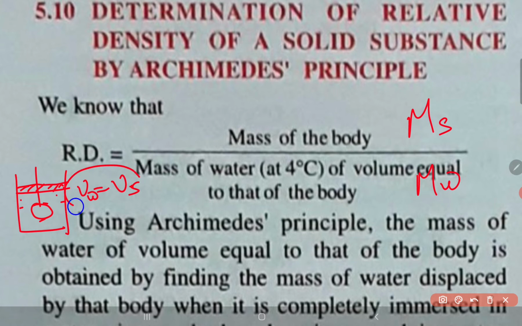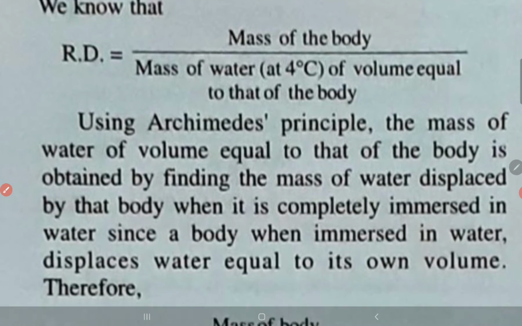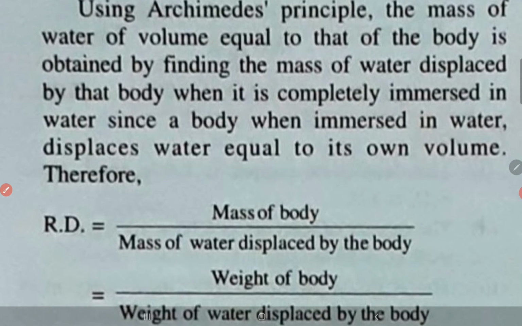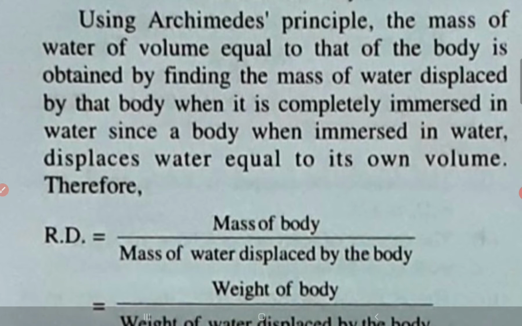Now using this concept, which comes from the Archimedes principle, a lot more comes from the Archimedes principle in fact, when the object is fully immersed in the water, to use Archimedes principle the only condition is that the object whose relative density needs to be determined needs to be completely immersed in the water. Then the formula of the relative density will be mass of the body upon the mass of water displaced by the body, because now the volumes remain the same.